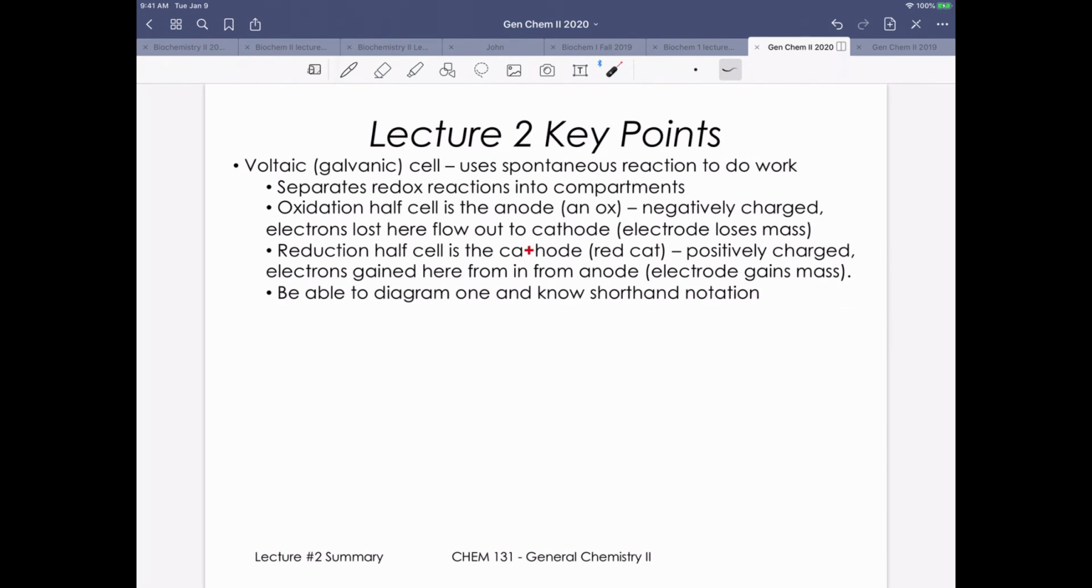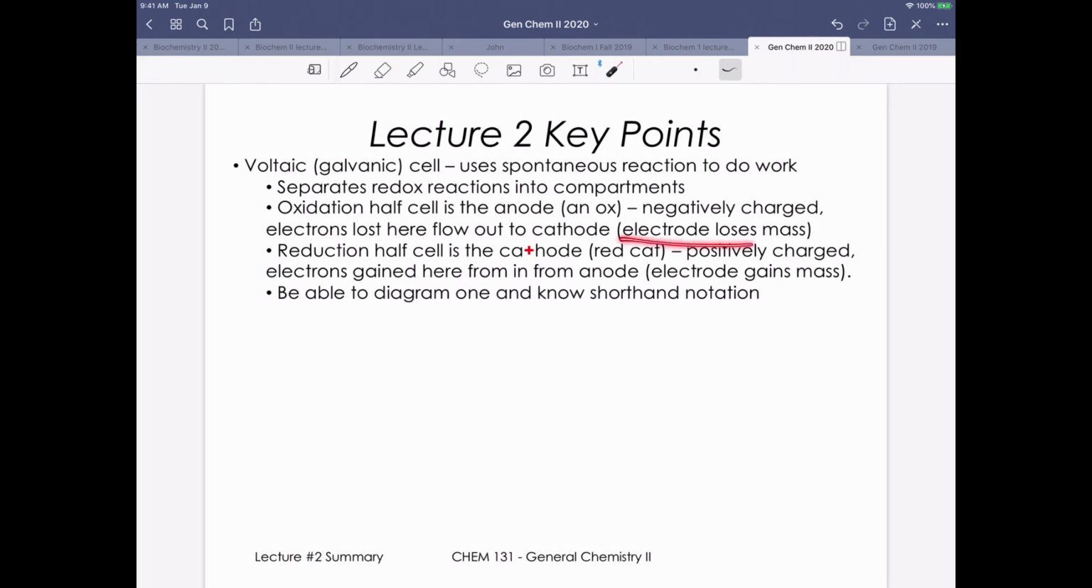So again, the only thing we really worked on today is diagramming a voltaic cell. We need to be able to separate redox reactions into their respective compartments, understanding that oxidation half reactions occur at the anode, so remembering NOx. Remembering that that is going to be where our negatively charged electron is. Electrons are going to be lost here and flow out to the cathode.